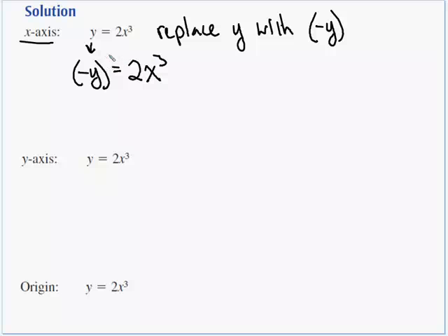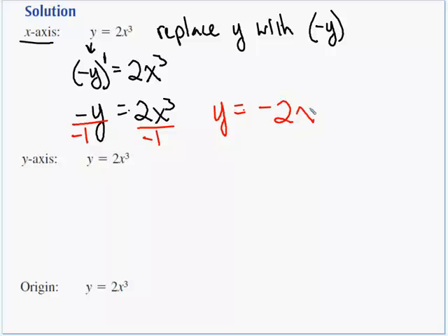That's still going to equal 2x cubed. Now, in class, I'll ask my students, there is an implied exponent up here. What is it? Well, if you don't see one, there's an implied one. Negative y to the first power is just negative y, so we can drop the parentheses. And the rest of the equation does not change. Now, here we have a positive y equals some stuff. Here we have negative y equals some stuff. Well, let's get this to be the same, and we're going to divide or multiply both sides by a negative 1. So now we're going to have y equals negative 2x cubed.